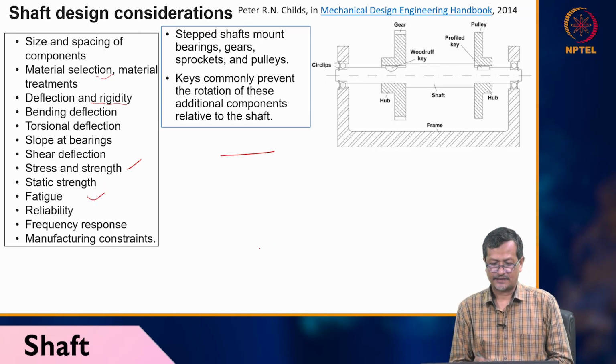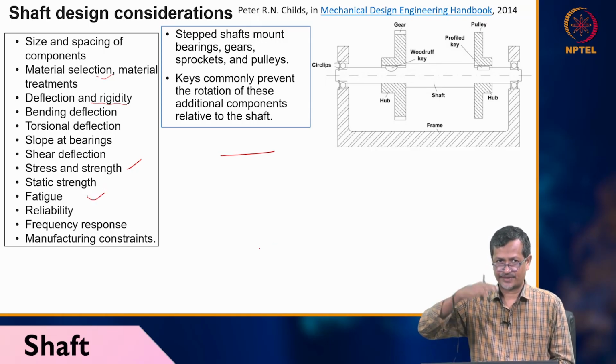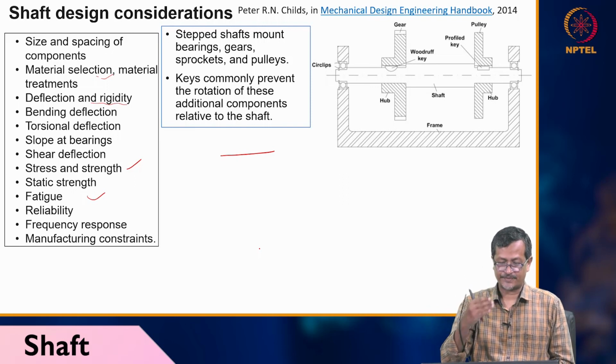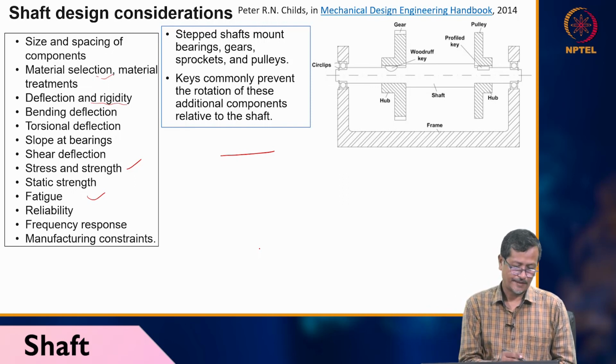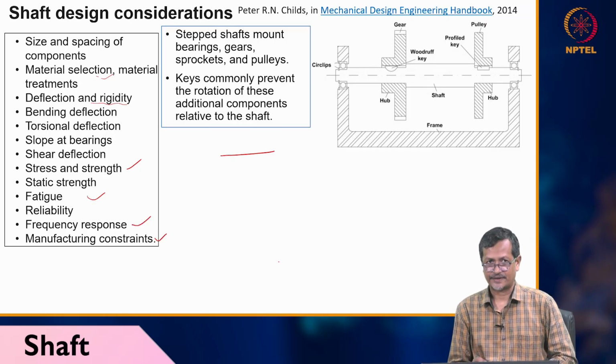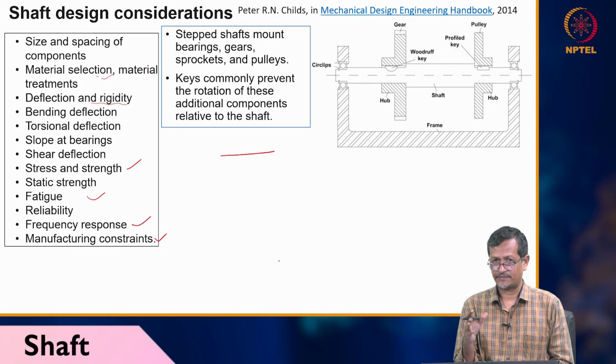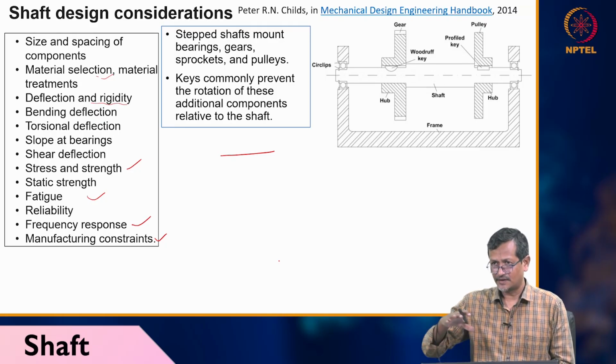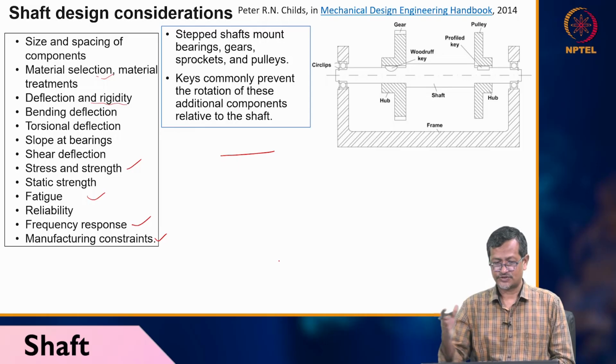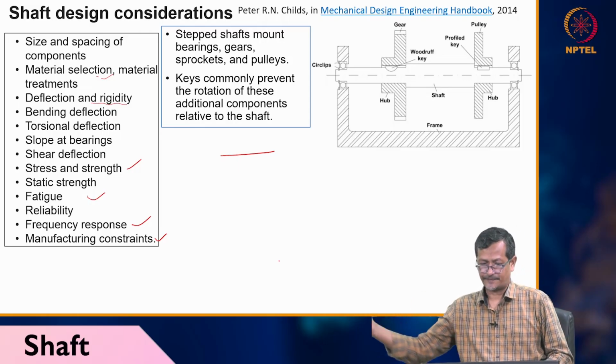Fatigue means how many cycles of alternating force you are applying, because of which the material can fail; that is called fatigue. Okay, reliability is there, frequency response, manufacturing constraints. Like say you are making a big shaft but you don't have the manufacturing capability for it, because it can be very heavy and you don't have that sort of machine to handle it. So that also you have to consider. That's why a very big and long shaft cannot be made from a single piece of material. It will be made in small parts and joined later.